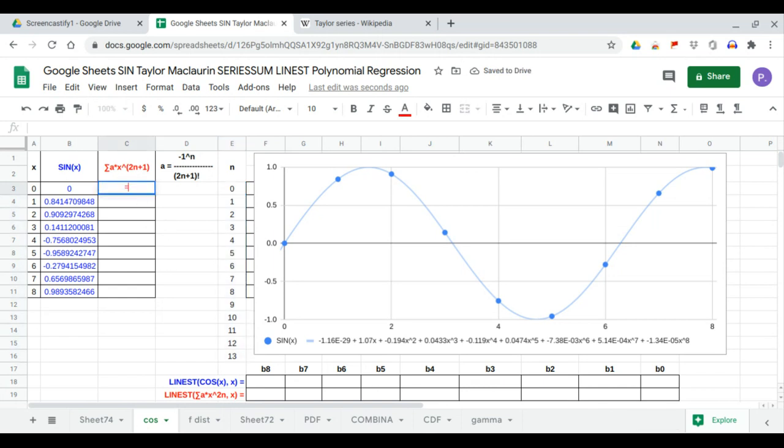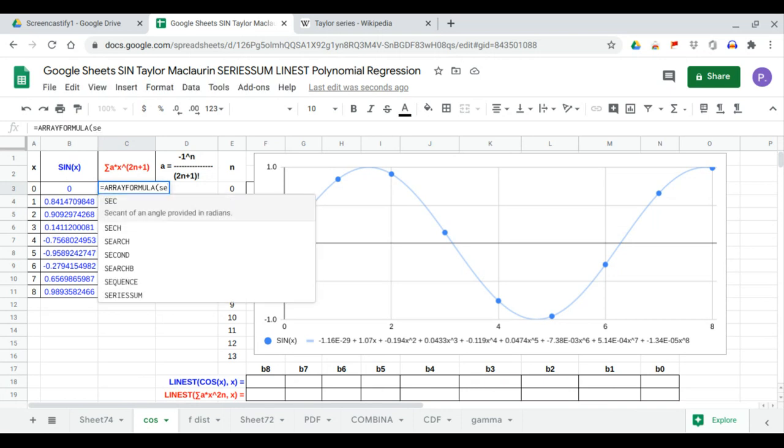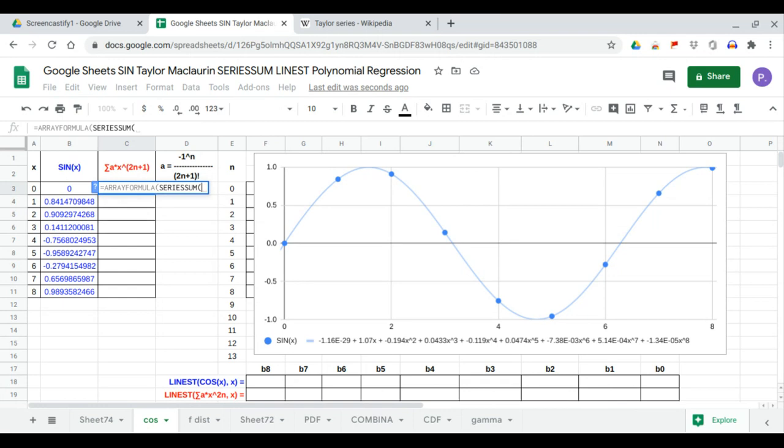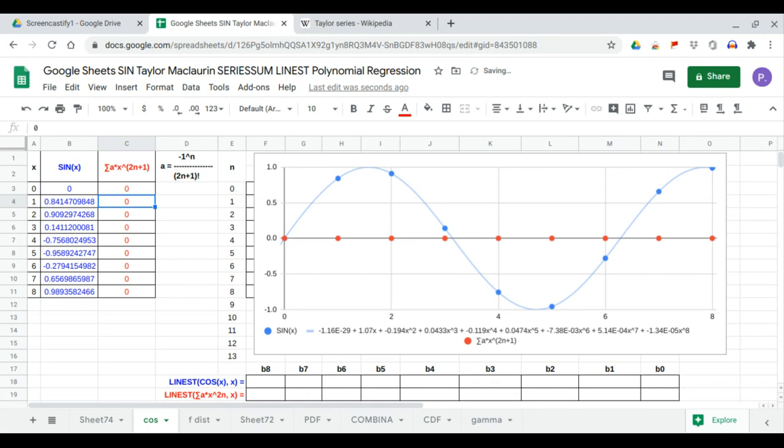Next, we generate the Taylor Maclaurin series sum. So array formula, series sum of the x values raised to the power starting from 2 times 0 plus 1. So starting from 1. And the increment: 2 times 1 plus 1, that's 3. 2 times 2 plus 1, 5. So 1, 3, 5, 7, 9. So the increment is 2. And the coefficients will be this range. And we'll show the equation as well.